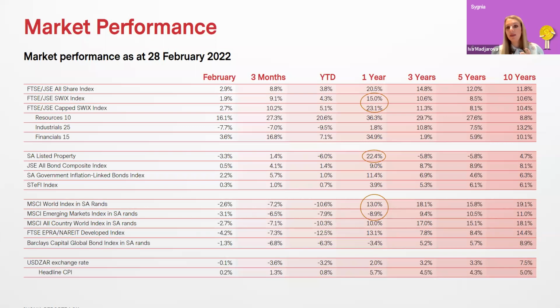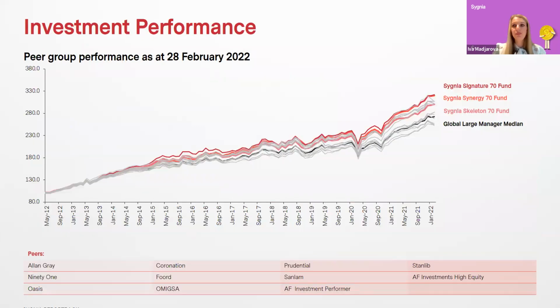But despite the negative return, as I mentioned, from a valuation perspective, it really became even more attractive. And from a forward-looking growth perspective, we still think that investing in emerging markets makes sense. So you do have that exposure to emerging markets in the global portion of the portfolios.